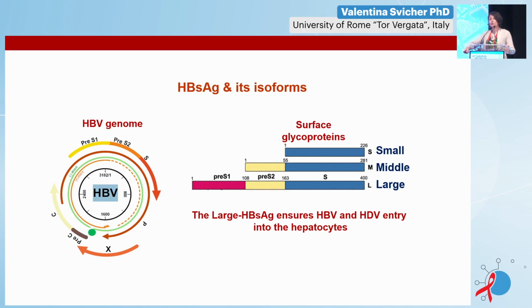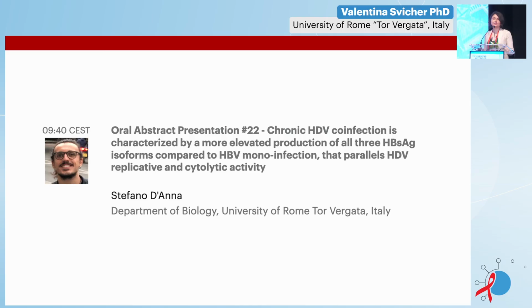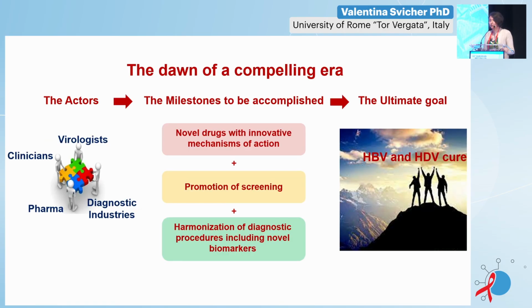But is there room for novel biomarkers in the setting of Delta virus? The scientific community is focusing on the quantification of HBsAg isoforms. We know that so far commercial assays can quantify total HBsAg, defined as the sum of all isoforms, but recently novel assays have been developed to discriminate and quantify the different isoforms, and Stefano Danna will present the experience from his center in this setting.